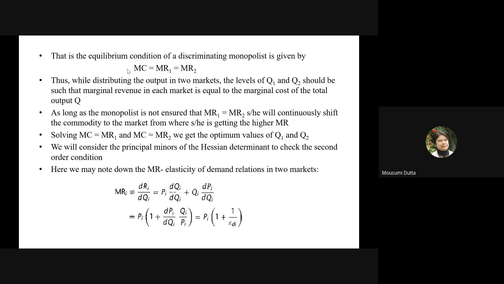So I am rereading the sentence. While distributing the output in two markets, that is how much I'll bring in market 1, how much I'll bring in market 2, to find out these Q1 and Q2, I have to consider MC is equal to MR1 and MC is equal to MR2. With the output where MC is equal to MR1, I'll bring it in market 1. With the output where MC is equal to MR2, I'll bring the output in market 2. So that is the idea.